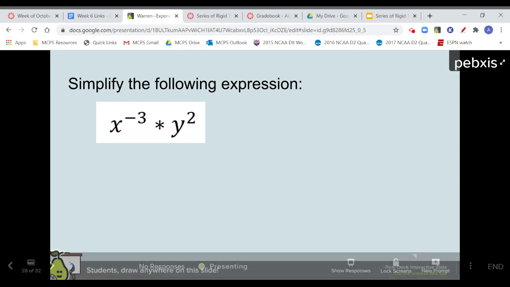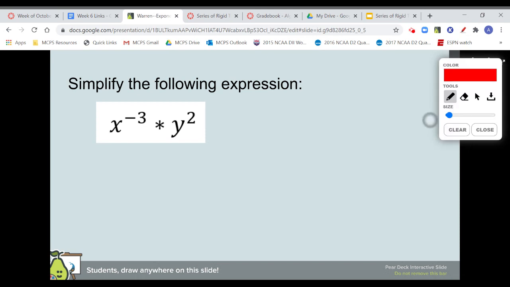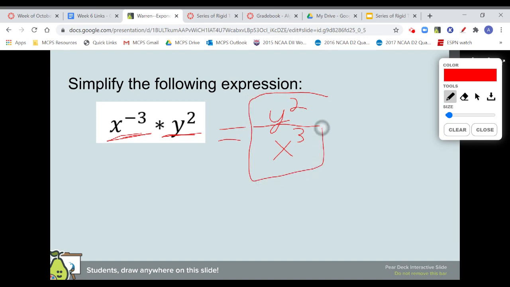Okay, here, this one, I only have one x and one y. The y is there, the x is there, but the x has a negative exponent. So again, I want to get rid of a negative exponent. So y squared just stays. X to the negative third, we bring that down to the denominator, and we make it positive.